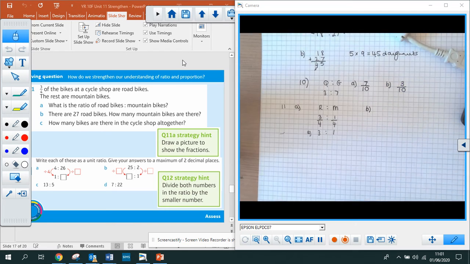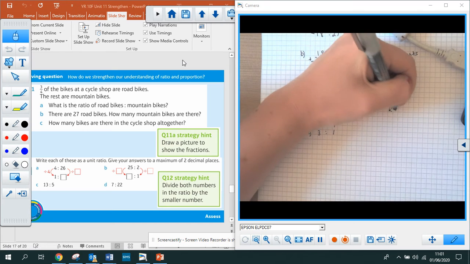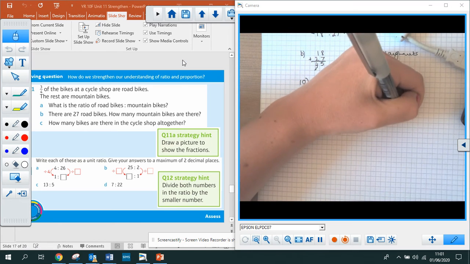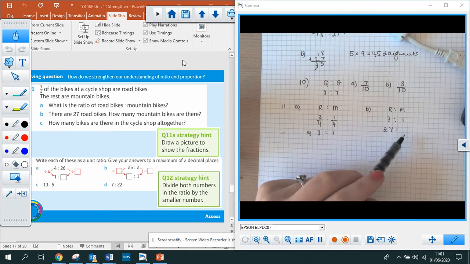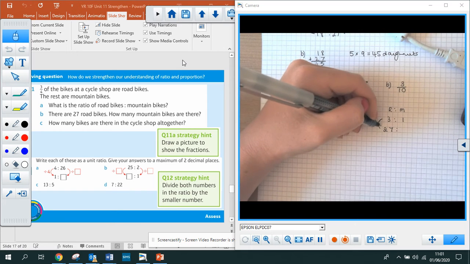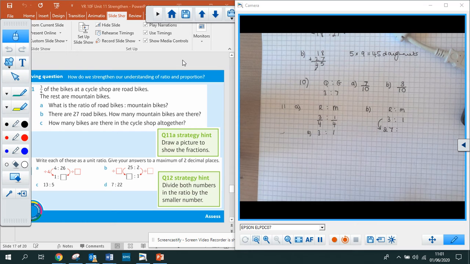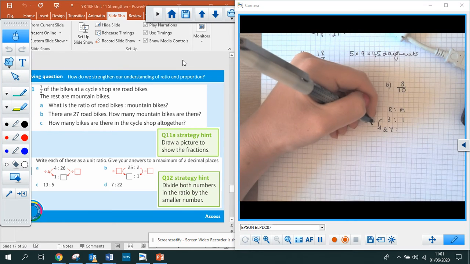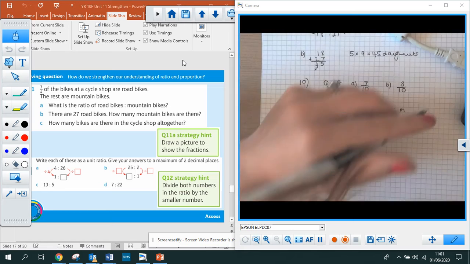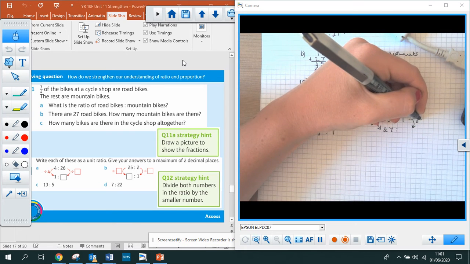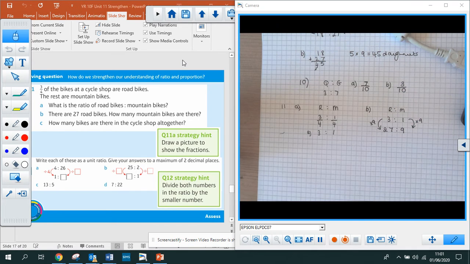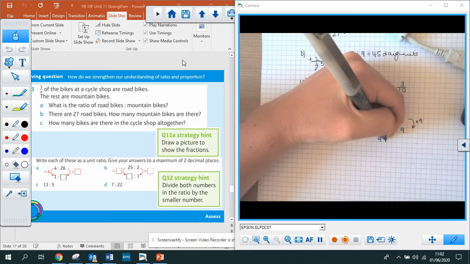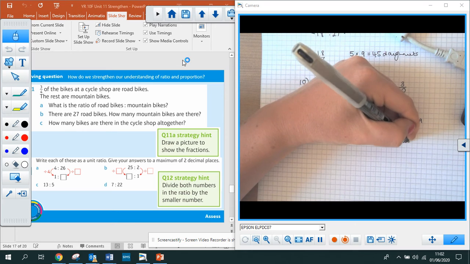Part B says there are 27 road bikes. How many mountain bikes are there? So I'm going to put in my ratio again. Road to mountain. I know it's 3 to 1. They've told me I have 27 road bikes. So how many mountain bikes do I have? Well, how do I get from 3 to 27? I multiply by 9. The 3 multiplied by 9 gives me 27. Therefore, I'm going to do the same with my mountain bikes. 1 multiplied by 9 gives me 9. Therefore, there are 9 mountain bikes.